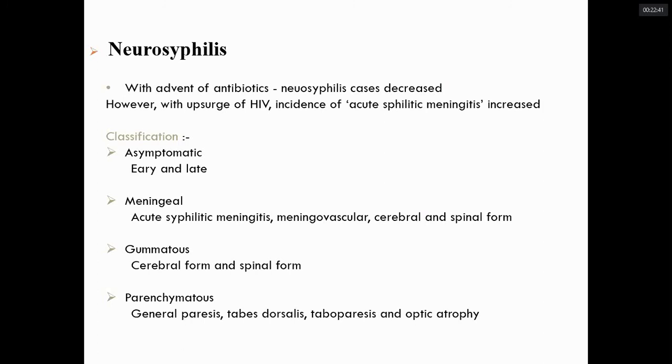Neurosyphilis. With the advent of antibiotics, the cases of neurosyphilis have decreased, but neurosyphilis is commonly seen in HIV patients and immunocompromised patients. Neurosyphilis can be classified as asymptomatic; meningeal, which includes early and late forms, acute syphilitic meningitis, meningovascular syphilis, cerebral and spinal syphilis; gummatous, which has a cerebral form and a spinal form; and parenchymatous: general paresis, tabes dorsalis, taboparesis, and optic atrophy.